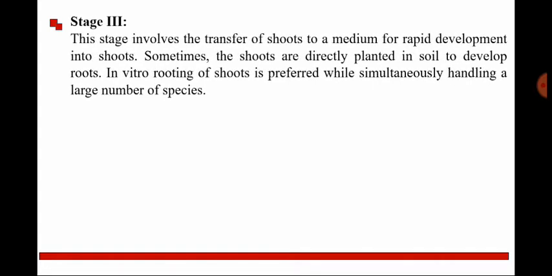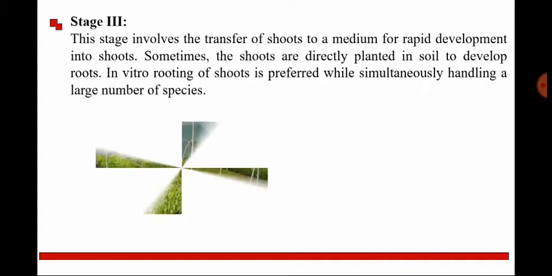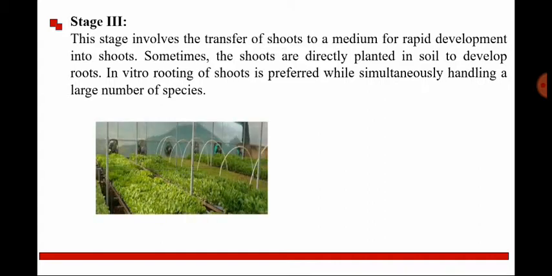In stage second, it involves the transfer of shoot to medium for rapid development into shoot. That means after development of root and shoot in the media, you can transfer it into nursery or polyhouse or greenhouse for the acclimatization process. That means to adapt it to the outdoor environment from the culture media room or other tissue culture room.